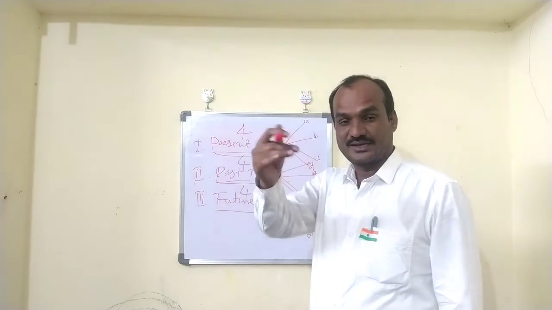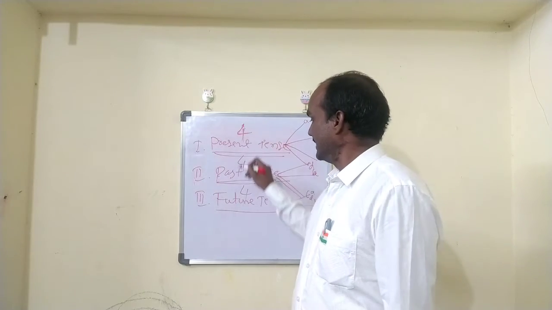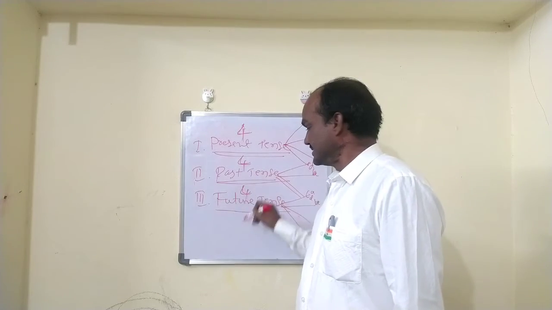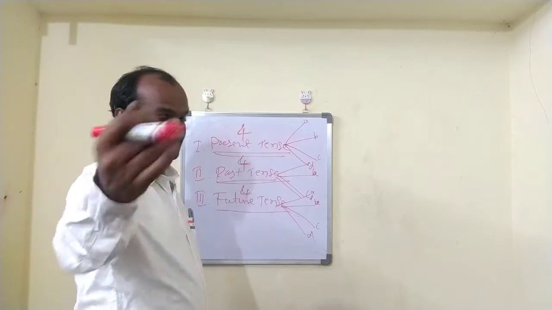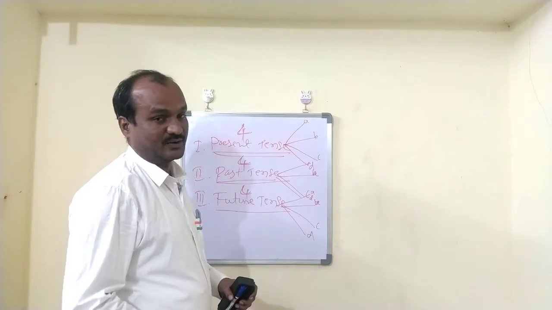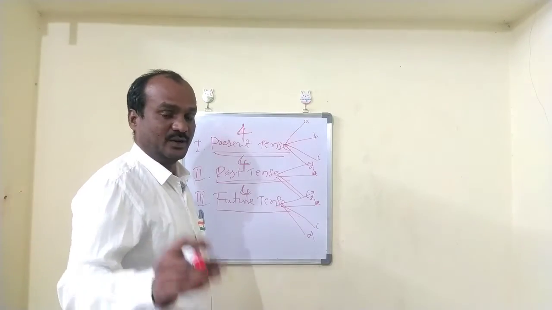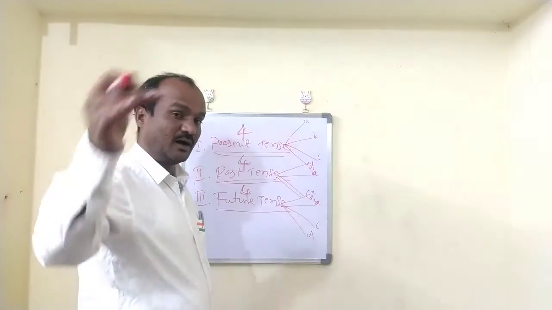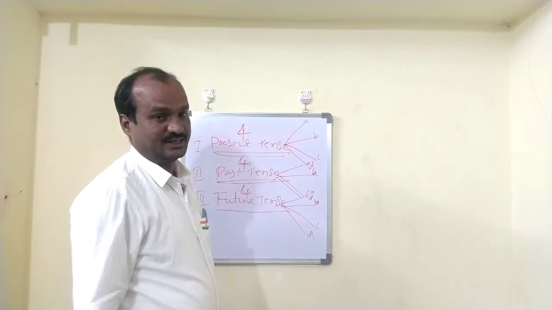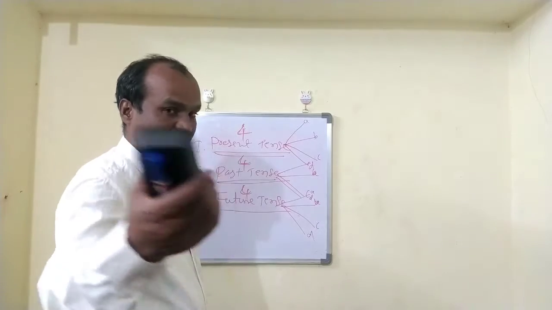Each tense is further categorized into four types, okay? So I'll let you know what the four types are. If you learn one four type, you will be able to keep in mind all the 12 tenses easily. So what those four types are, we'll see here.